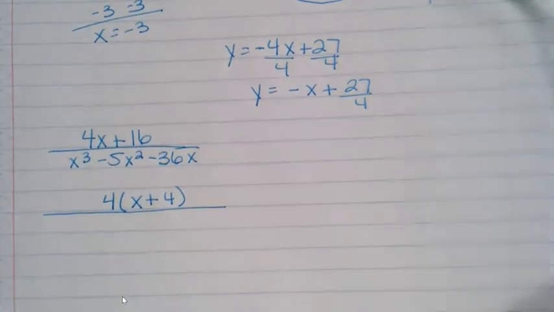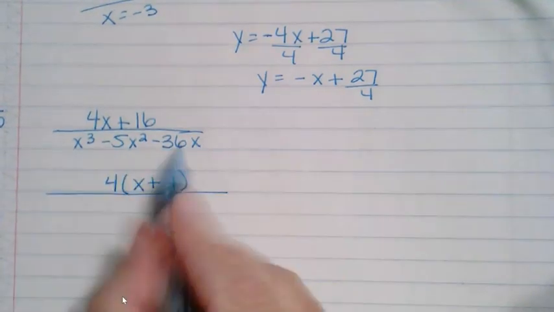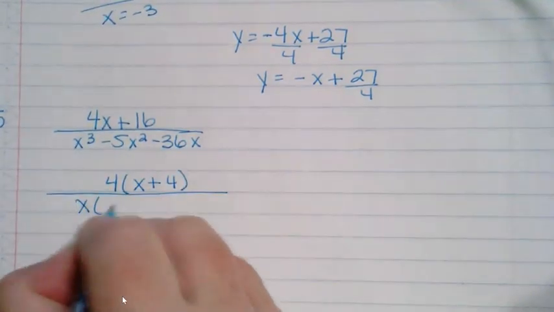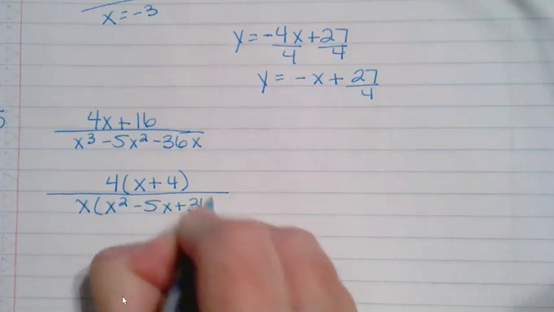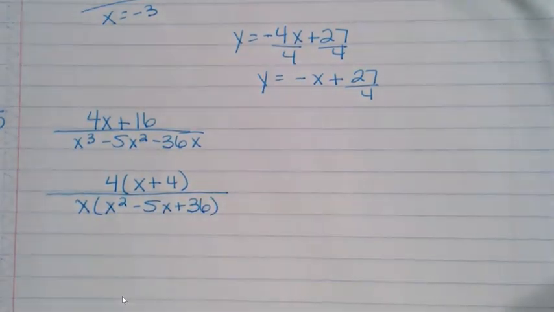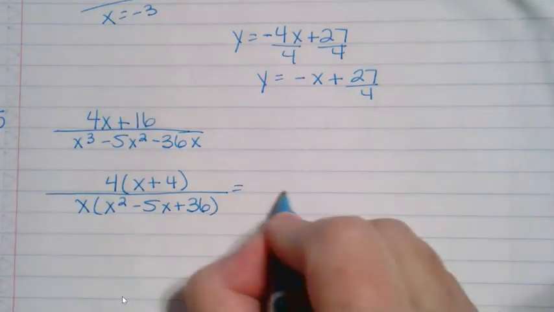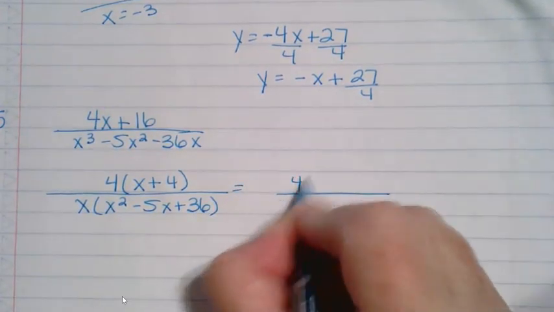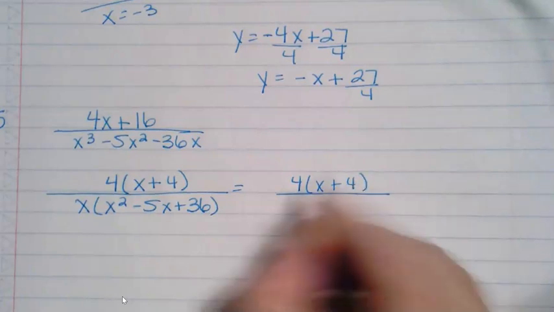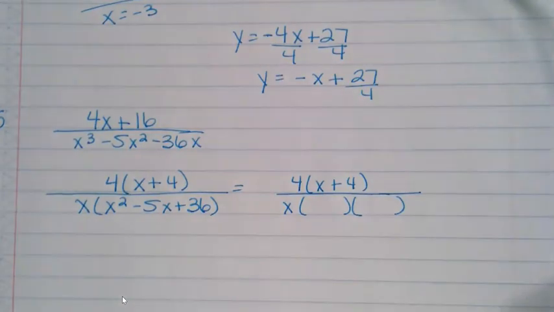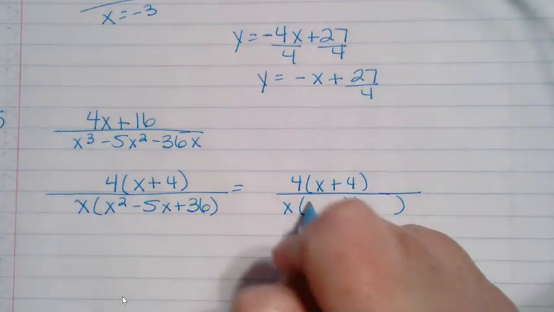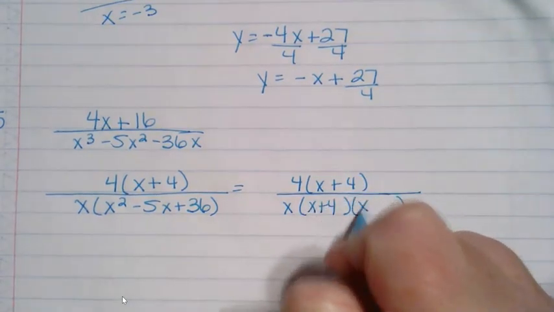Now here at the bottom, they all have an x. So first what I'm going to do is take out that x. So that leaves me with x squared minus 5x minus 36. So here we go. I've got to think of two numbers that give me 36. Okay, so it'll be x plus 4 and x minus 9.